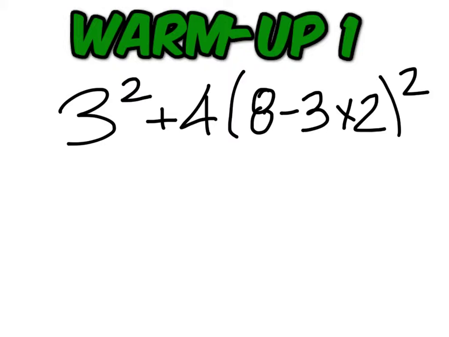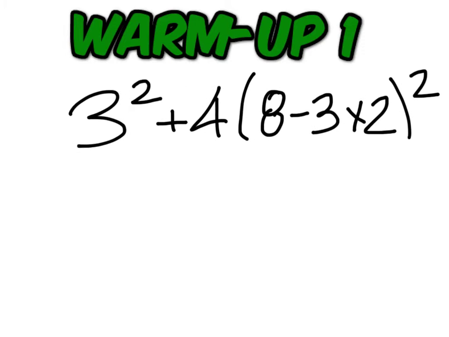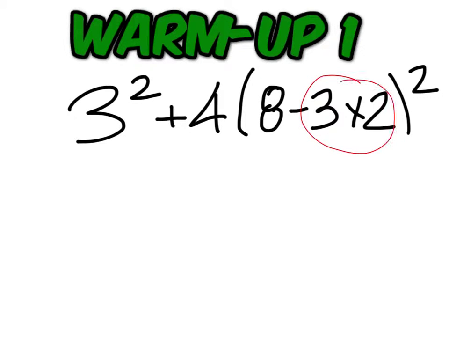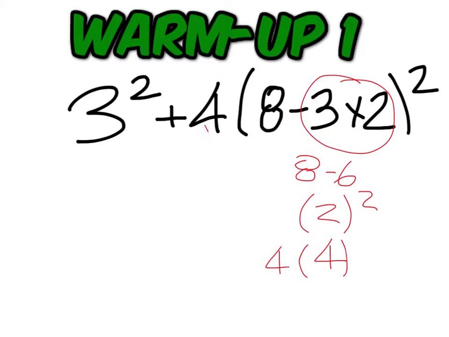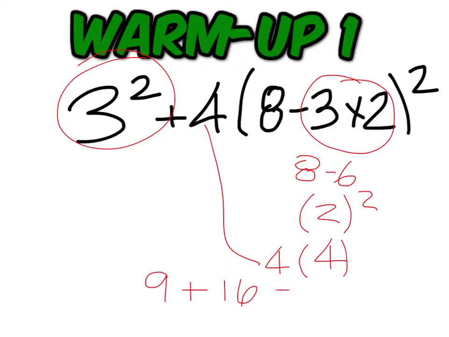The solution for this problem is to start here inside the parentheses and do 3 times 2 to get a 6. And then 8 minus 6 is going to give you 2, which you square to get a 4, and then multiply by this 4 to get a 16. This, of course, is 9. Answer should have been 25.